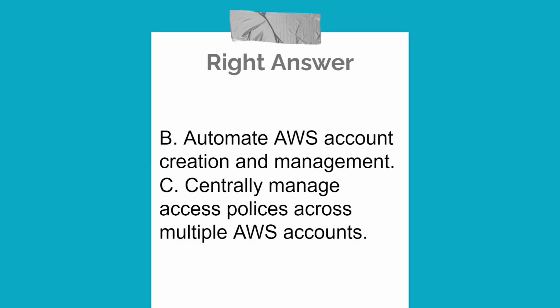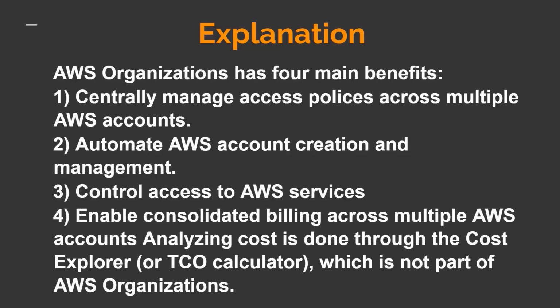Right answer is B. Automate AWS account creation and management. C. Centrally manage access policies across multiple AWS accounts. Explanation: AWS Organizations has 4 main benefits. 1. Centrally manage access policies across multiple AWS accounts. 2. Automate AWS account creation and management. 3. Control access to AWS services. 4. Enable consolidated billing across multiple AWS accounts. Analyzing cost is done through the Cost Explorer or TCO calculator, which is not part of AWS Organizations.